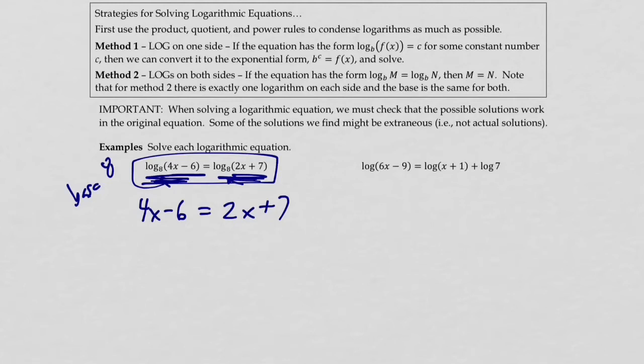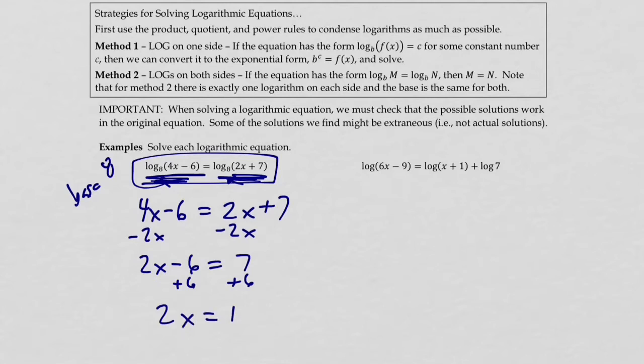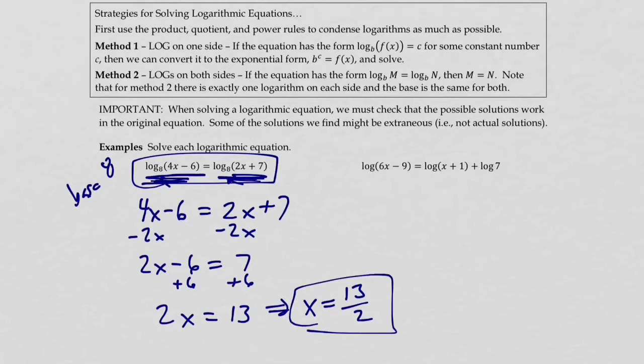So I can just gather the x's together, subtract 2x from both sides. We get 2x minus 6 equals 7. I can add 6 to both sides. So 2x equals 13. And so the answer, or at least a possible answer, is x equals 13 over 2. But before we conclude that that is an answer, we need to check. We should plug it back in and make sure that both sides are positive.